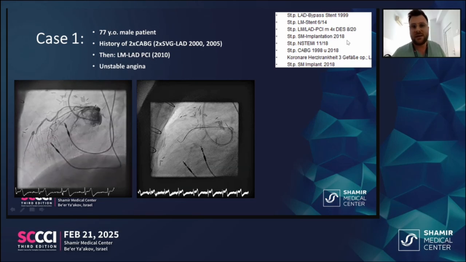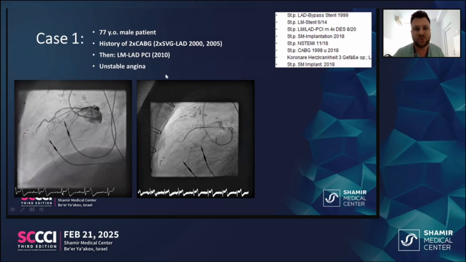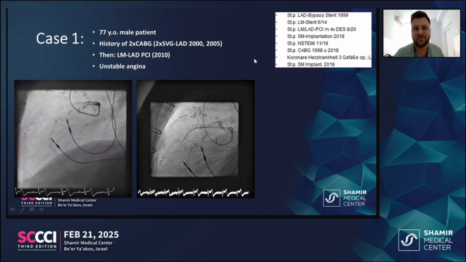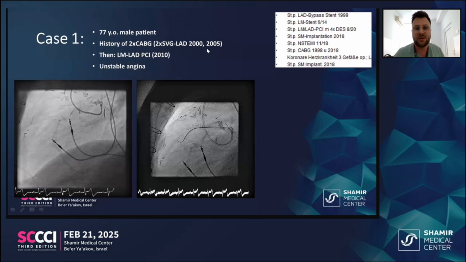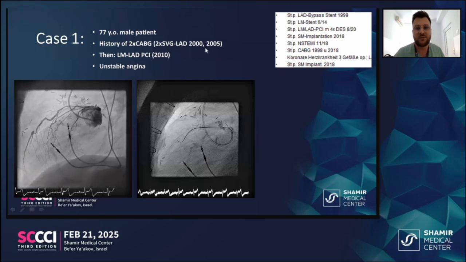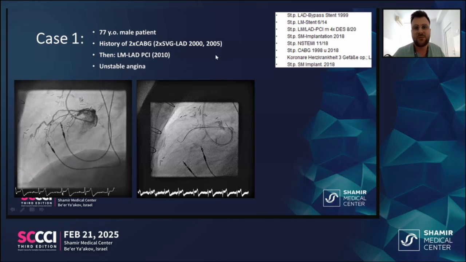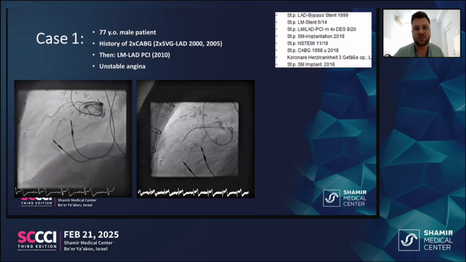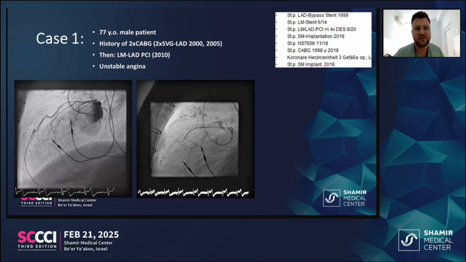And why is it a sad case? Because he was operated on twice with CABG, twice with a venous graft on the LAD. So the first venous graft in 2000, and of course the vein graft got occluded. So he received a redo surgery 5 years later on the same LAD. Of course, that got occluded again, and then he received PCI 5 years later.